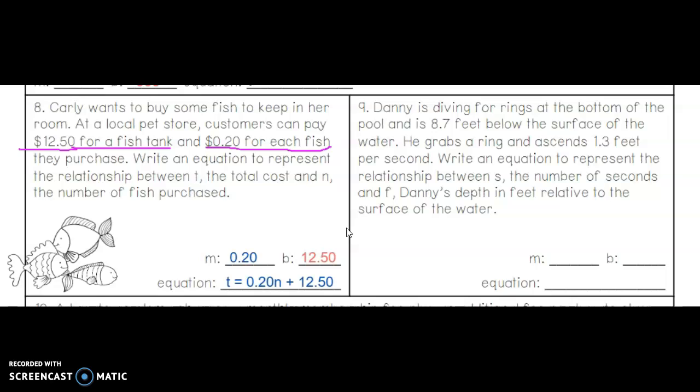So paying attention to those specific details, I want you to please complete questions 9 and 10. We will go over those in class. You can ask me any questions that you have. Then resume homework 5 by completing questions 8 through 11 on the back of homework 5.